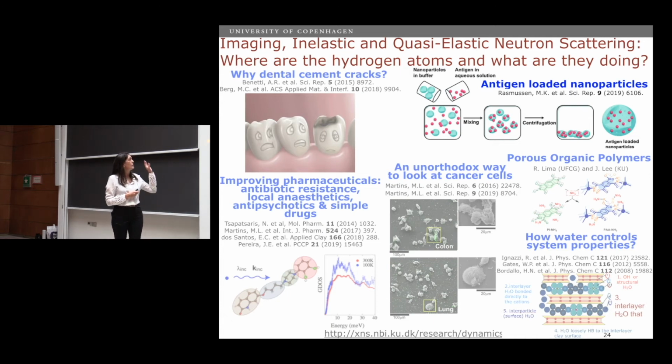And this is the type of research that I do in my group on the other side. We go from dental cements to cells, to vaccines, to antipsychotic drugs, name it. If it has hydrogen, it's fantastic. We can try to do something.